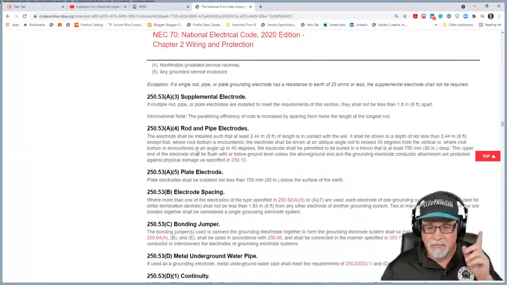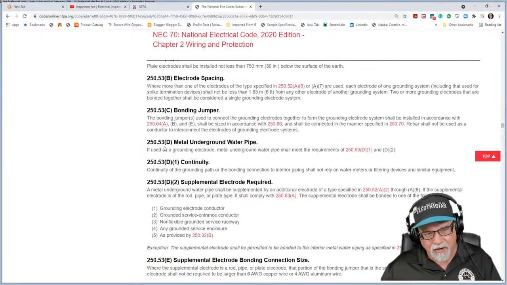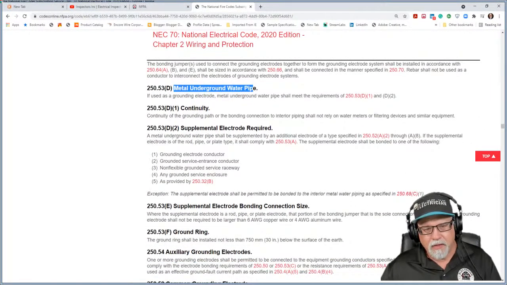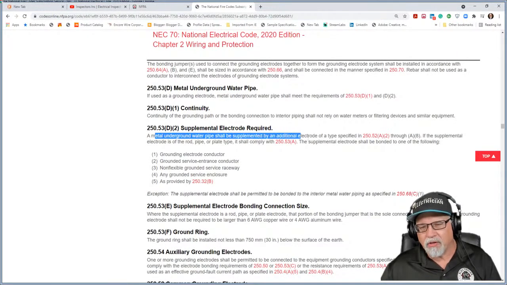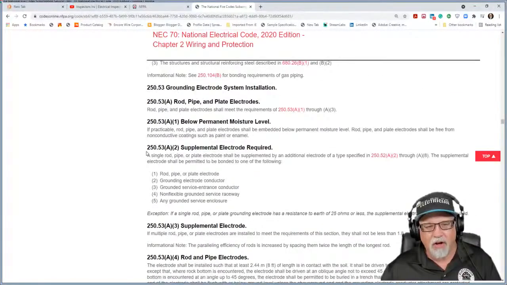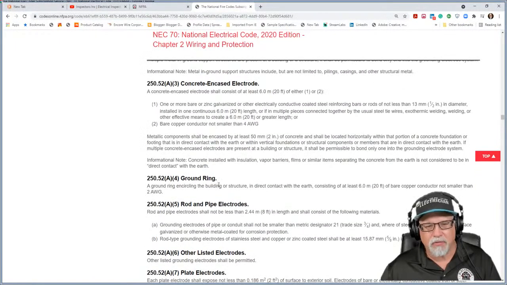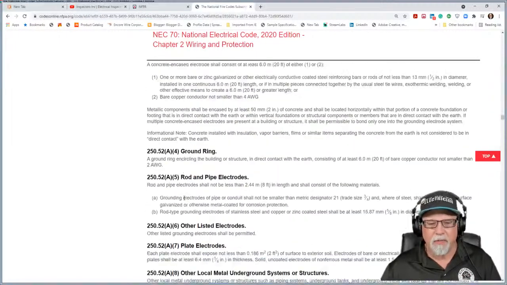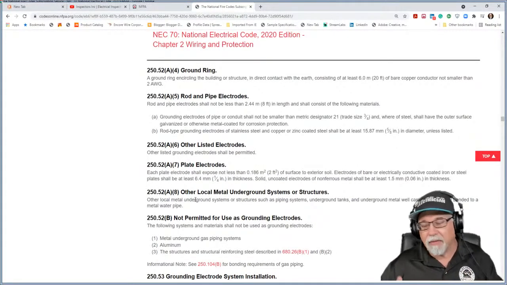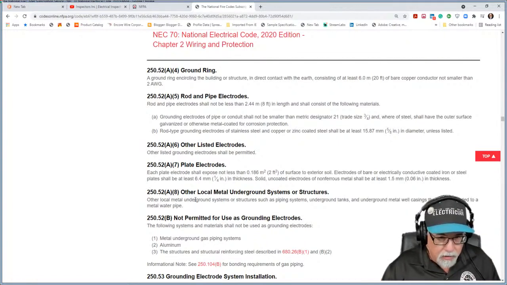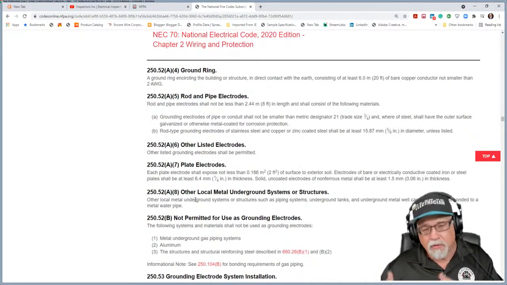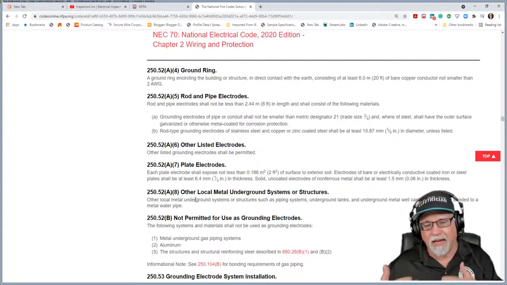Just so you know, people ask me, they say, prove it, Paul. Right here. If you do have a metal underground water pipe, it says right here, a metal underground water pipe shall be supplemented by an additional electrode of the type specified in 250.52(A)(2) through (A)(8). And that is all of these that you see here: plates, rings, rods, concrete-encased, metal in-ground support. Those can supplement the water line. Because if the water line corrodes away or something happens, they come later and replace it with PVC, then you've lost your grounding electrode. You have to have one that's going to remain intact. So that's why an underground water line type of electrode has got to be supplemented.